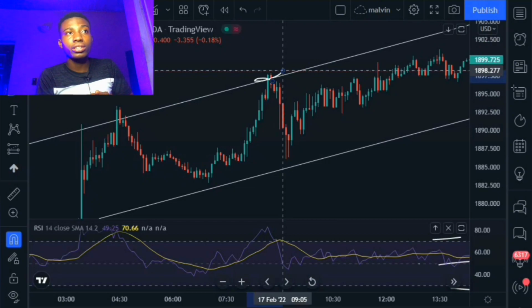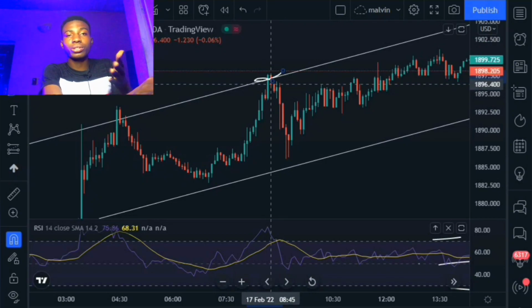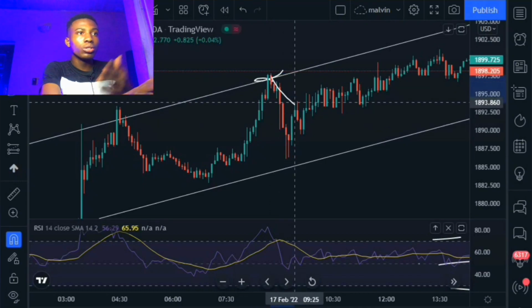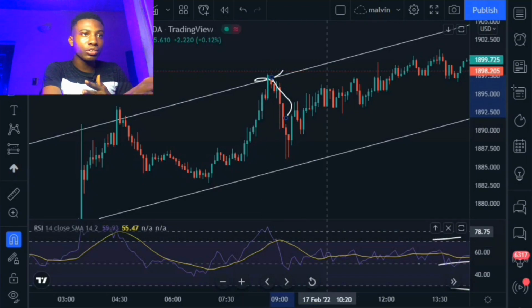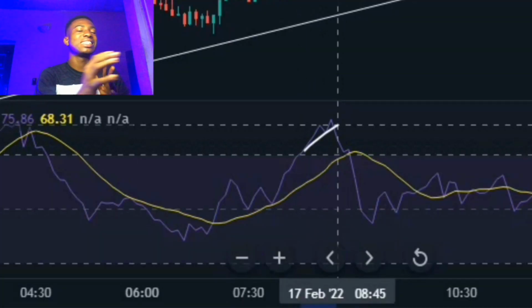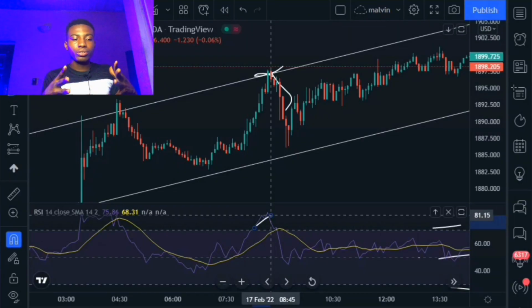So this right here is actually a resistance point in the market, and whenever price touches that point, we could see that price goes down. So let's take a look at the relative strength index. You can see that price is well above the 70 mark, which is trying to tell you price is in an overbought zone.